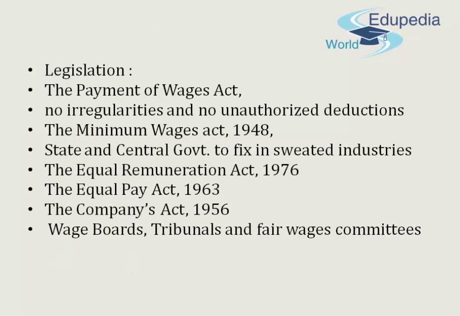Other legislations include the Payment of Wages Act. There shouldn't be any irregularities, and no unauthorized deductions should be made. The Minimum Wages Act 1948. Central and state government acts to be fixed in sweated industries. Equal Remuneration Act 1976. Equal Pay Act 1963. The Companies Act 1956. Wage boards, tribunals and fair wages committees. These are all the applicable legislations which are required while framing the structure of compensation.